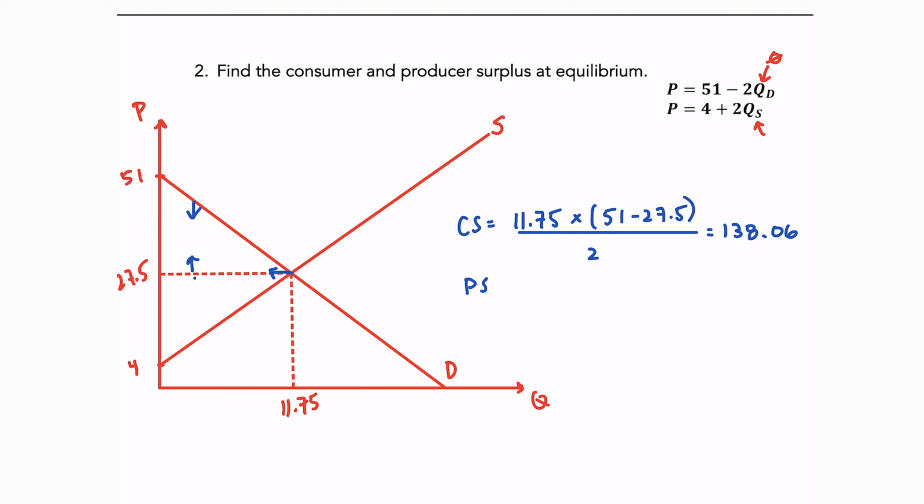For producer surplus, it would be the triangle that is below. The trick is below price, above supply, and left of quantity. So 11.75 once again, this time multiplied by the difference between 27.5 and 4, all divided by 2. In this case, you'd get the same answer, 138.06. Now that does not always happen. This is mainly because they both have the same slope, one going up, one going down, so it was symmetric. But don't expect that to always be the case.